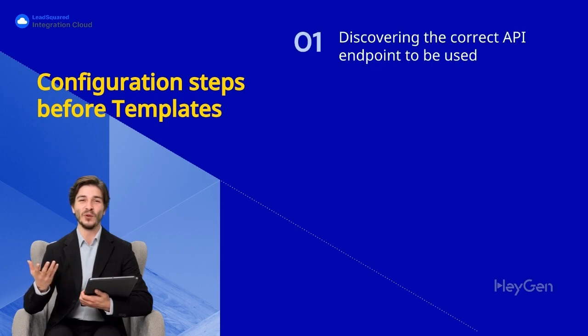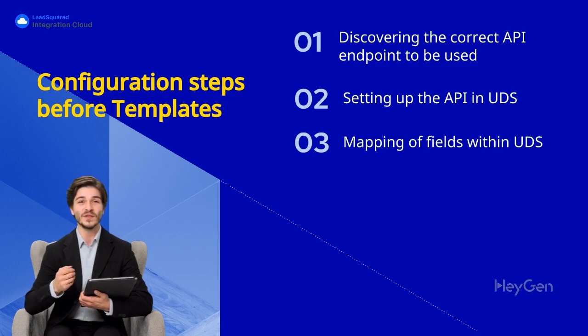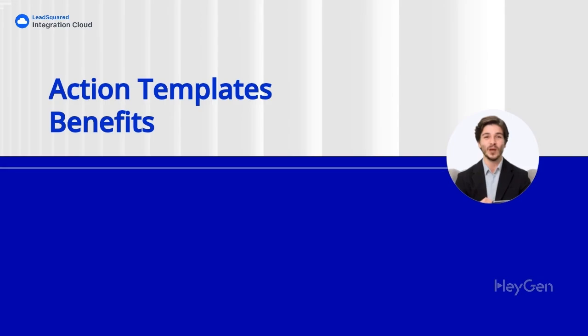1. Discovering the correct API endpoint to be used. 2. Setting up the API in UDS. And 3. Mapping of fields within UDS. But thanks to action templates, those days are now gone. With action templates, we are reducing the previously mentioned 3 steps to 1.